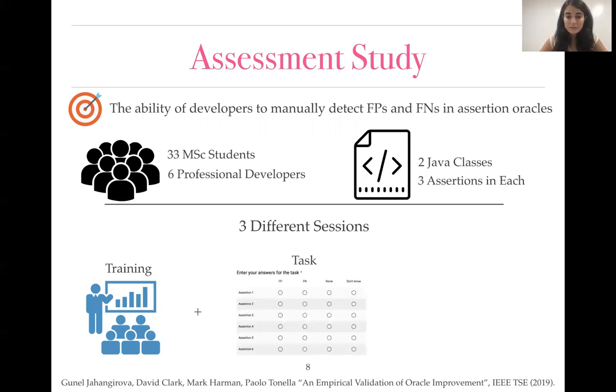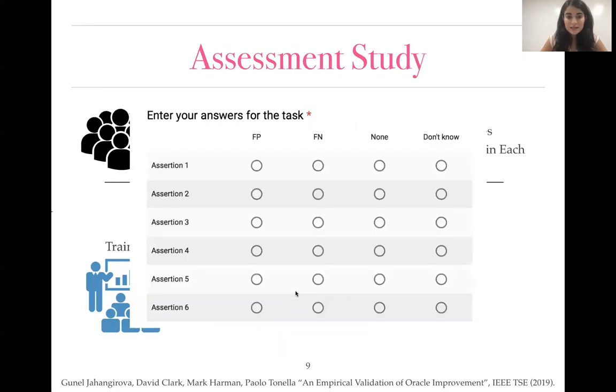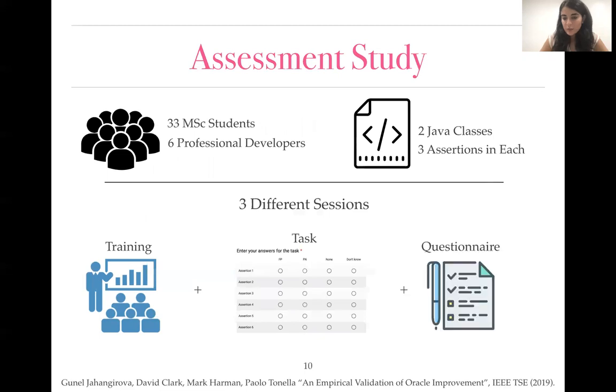And then the developers proceeded with the task. The idea was that for each of these assertions, the developer indicates whether he or she thinks that it has a false positive, has a false negative, doesn't have any of it, or they could pick an option of "I don't know." Afterwards, the developer was asked to fill the final questionnaire.